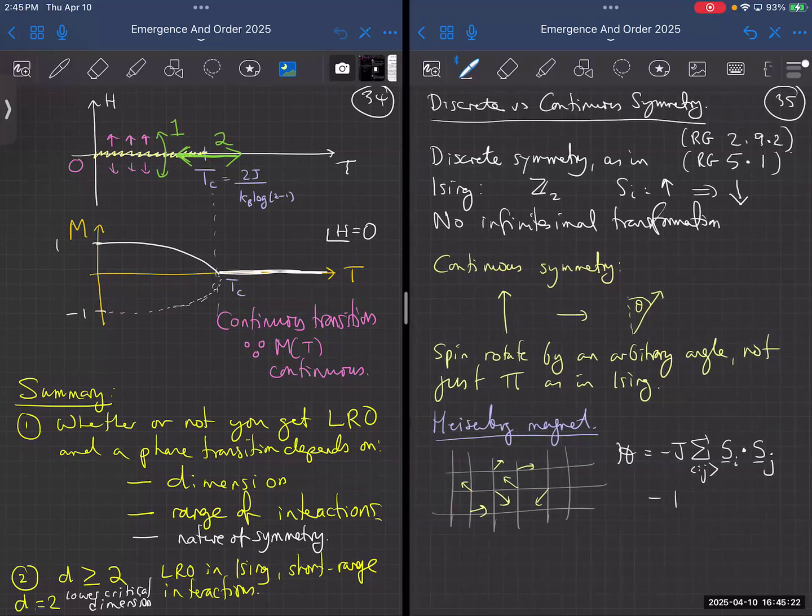And then I can have another term where I have an external magnetic field, which also has a vector character. So that's H, and it will interact with the spins with dot products like so. In this case, S_i is a unit vector that can point in any direction.